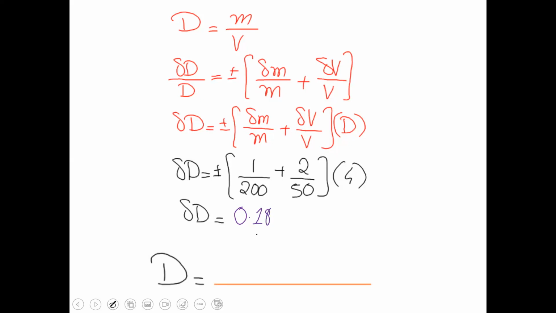So when you write the density, you have a 4. So when you write down the final answer, you will write in this format. Okay, compare it and complete it.